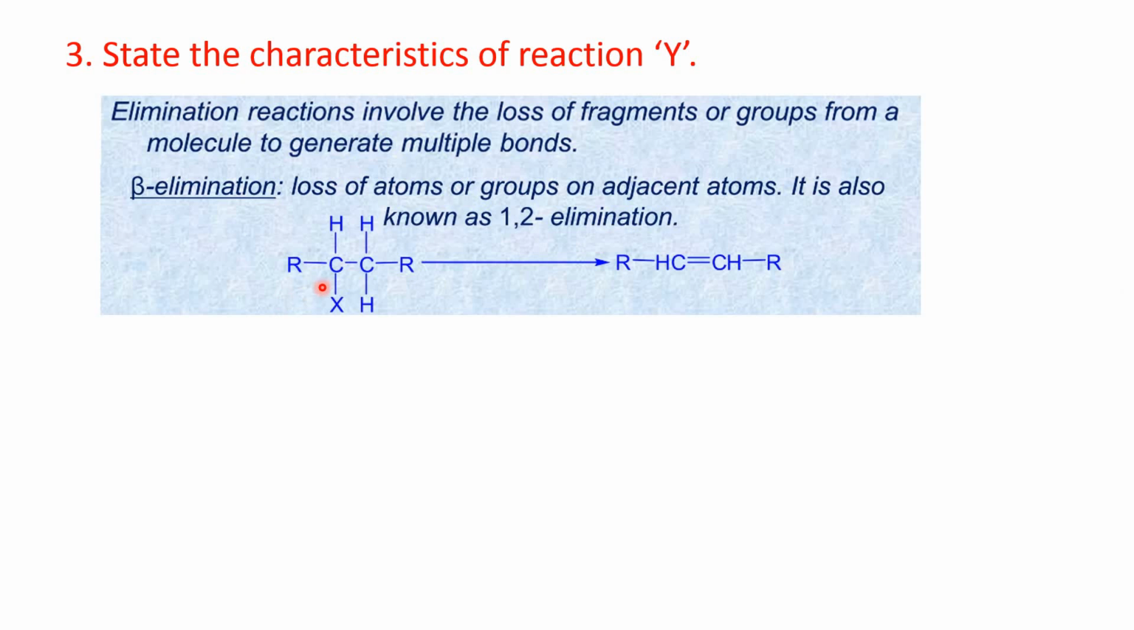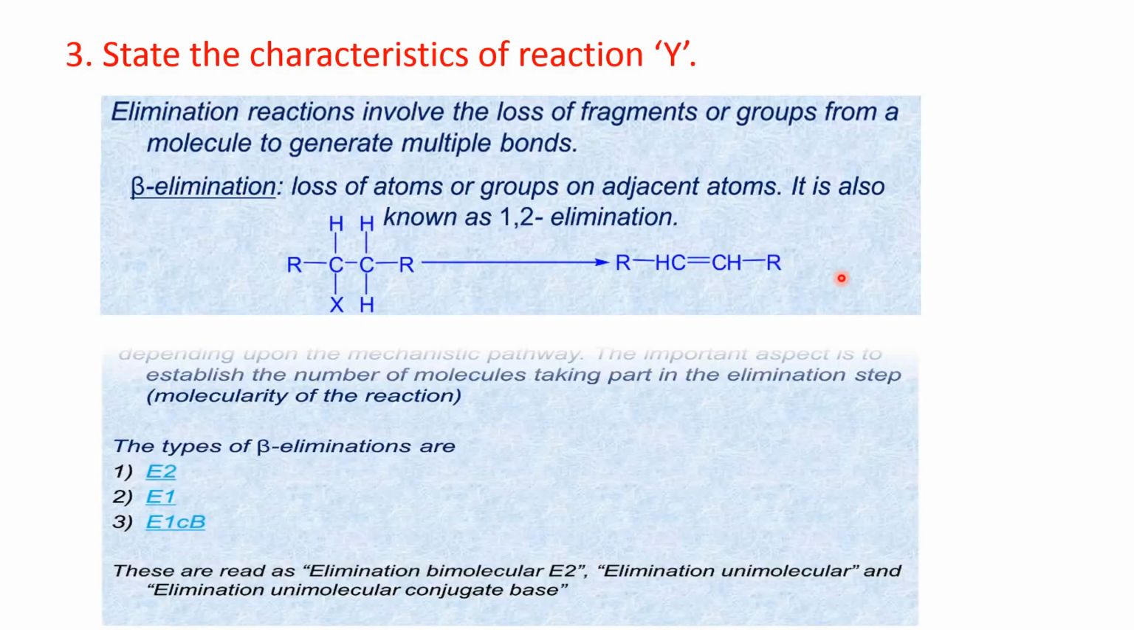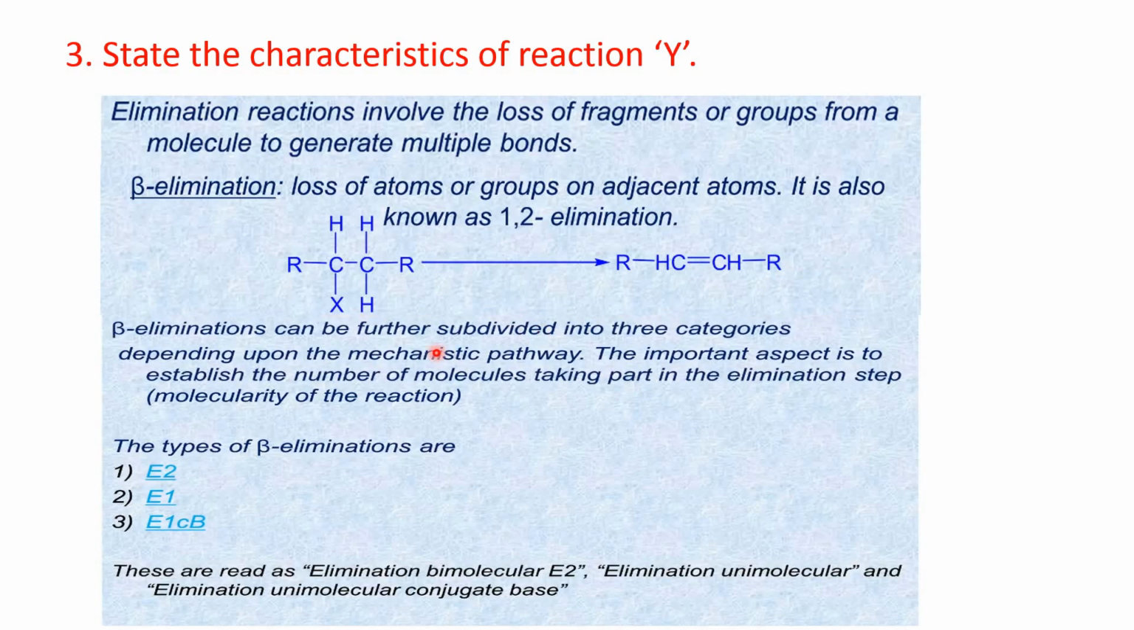See here, this is the halogen atom attached to this carbon atom, which is the alpha carbon atom, and the next carbon atom is beta. So this halogen and this beta hydrogen are removed as HX, and we will get the double bonded compound or pi bonded compound, that is the elimination product. Now elimination reaction can proceed in 3 different ways. One is E2, that is elimination bimolecular, E1, elimination unimolecular, and E1CB, that is elimination unimolecular conjugate base.